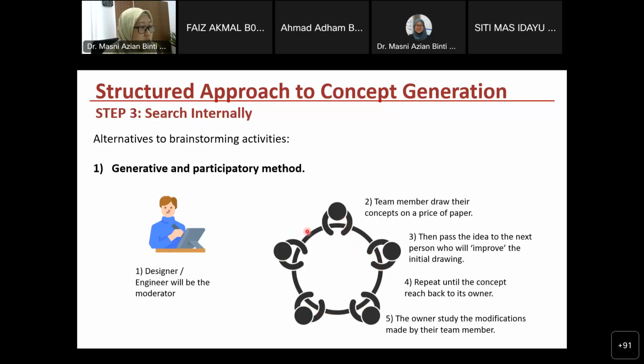Okay, so kalau 5 orang kat sini, probably dia akan ada 5 kali modification. So at the end of the day, dia akan sampai balik kepada owner of the design. Okay, so the owner will review the modification suggested by their team members or their friends, and then maybe dia boleh adopt the changes. So from this activity, you are able to generate 5 different design concepts at one time. Okay, this is known as a generative and participatory method.